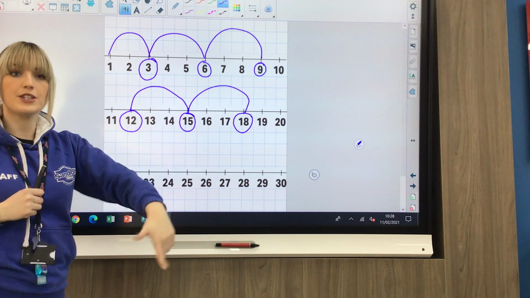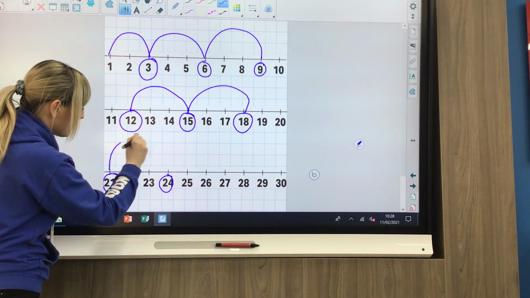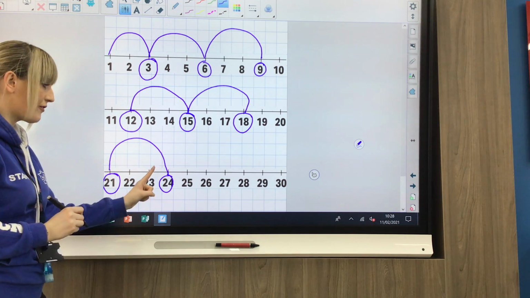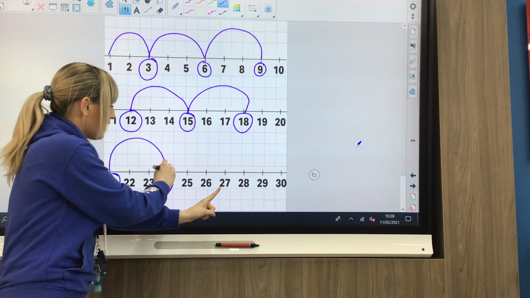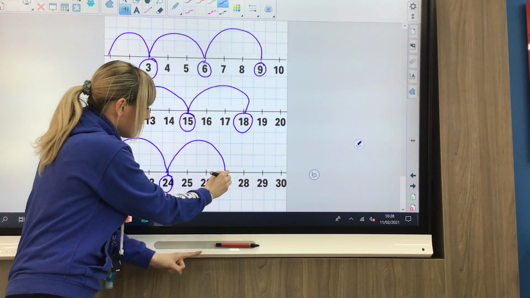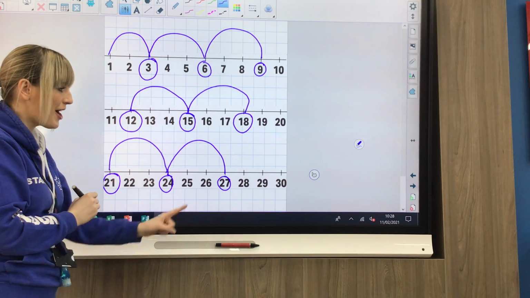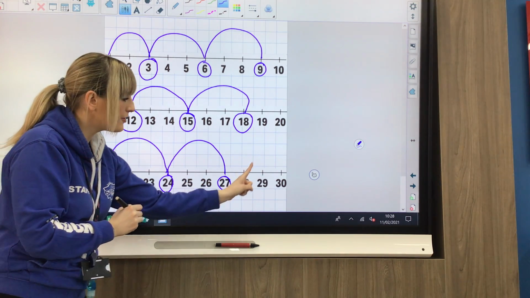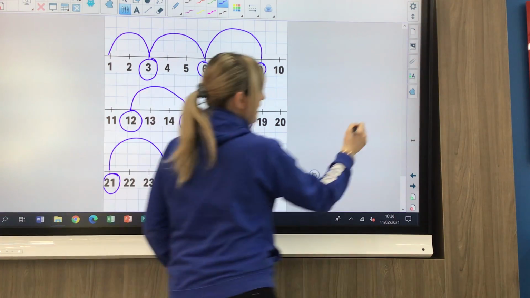22, 23, 24. It's going to be the next number in my 3 times table. So another jump of 3. Let's jump 3 again and see what we land on. 1, 2, 3. Oh, it's 27. And then 10 times 3. Shout it at me if you know. Do another jump. What is 30?